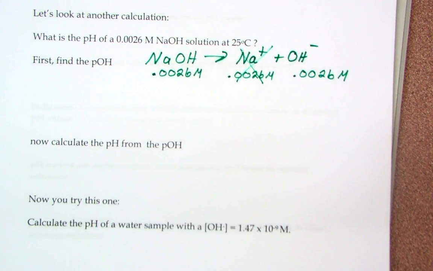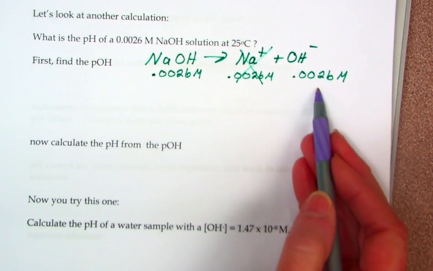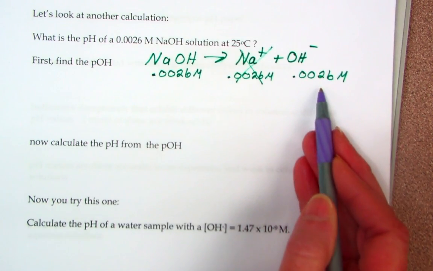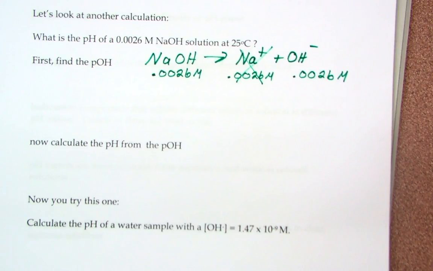So, a hydroxide ion is a little bit different. We know the hydroxide ion concentration is 0.0026 molar. It came from the sodium hydroxide. Now, is there any more hydroxide in there? There might be a little bit more because it came from water, right? 1 times 10 to the negative 7th molar. Does that hydroxide from the autoionization of water have any significance when I'm dumping in sodium hydroxide? No.